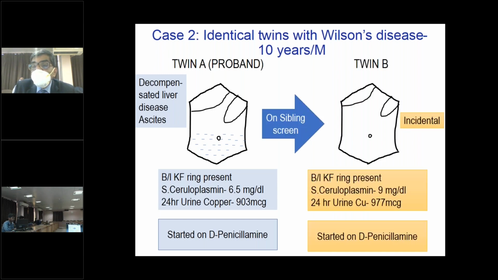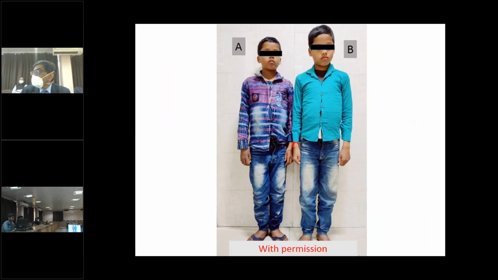On screening the sibling, he was also having hepatosplenomegaly. This child too had a KF ring. There was low serum ceruloplasmin and an elevated 24-hour urine copper. He was also diagnosed with Wilson disease and started on D-penicillamine. So this is a picture of the two twins, and as seen, twin A, who was more affected, is shorter in height.